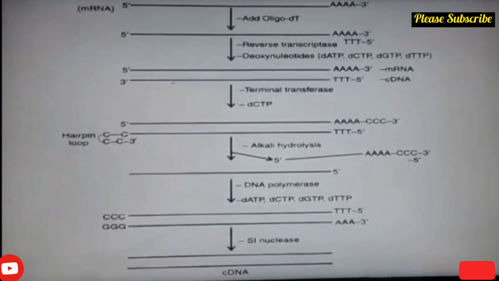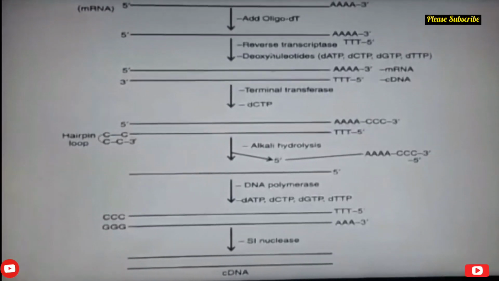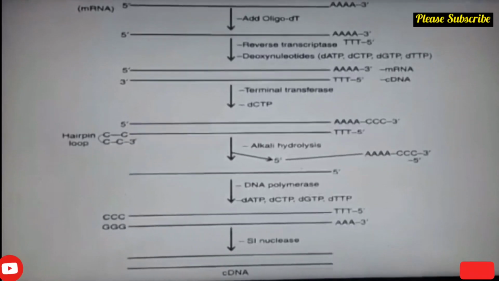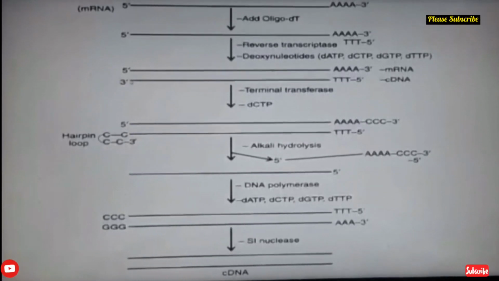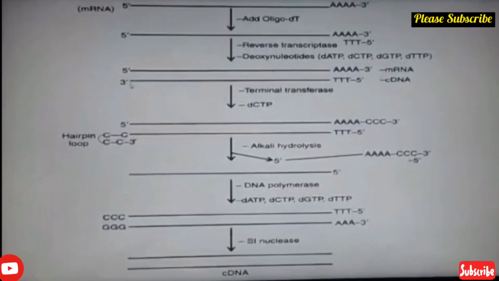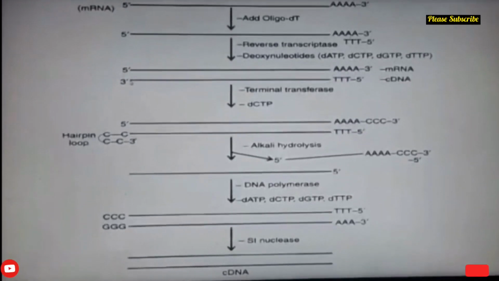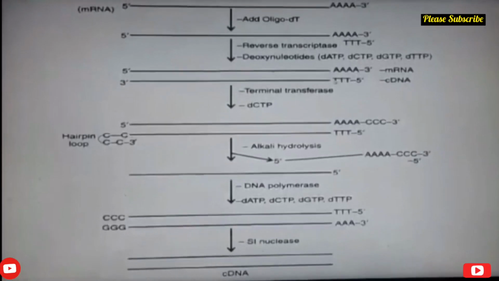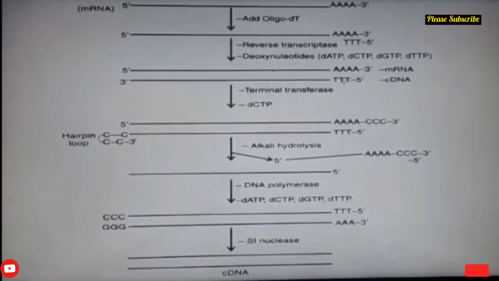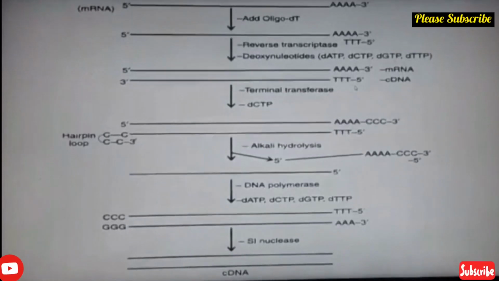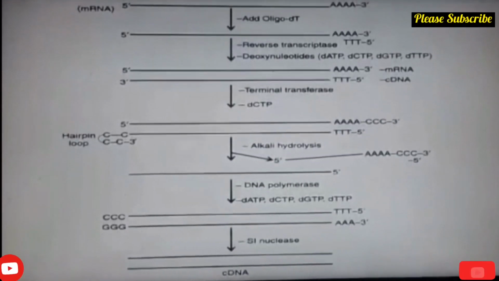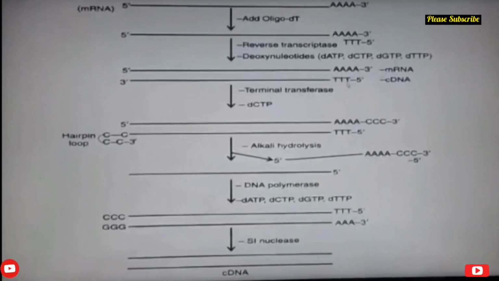Okay, so what will happen due to this? Reverse transcriptase will add these deoxynucleotides towards the 3' end of the copy DNA, and this oligo-dT primer will bind to adenine. As we have already studied in DNA structure, adenine will always pair with thymine.